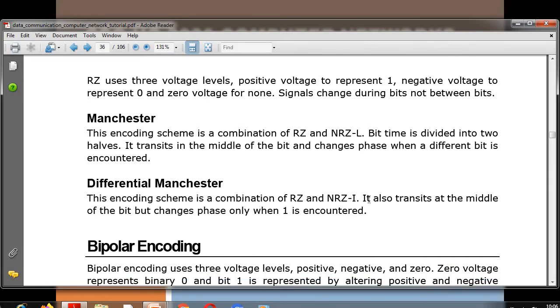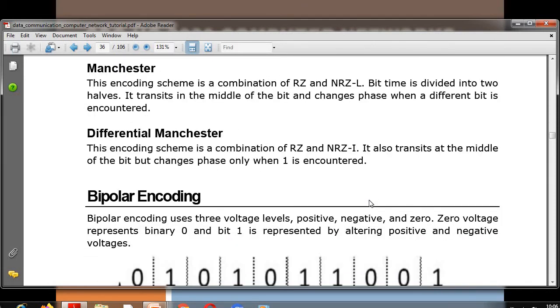Differential Manchester. This encoding scheme is a combination of return to zero and non-return to zero I. It also transitions at the middle of the bit but changes phase only when 1 is encountered.